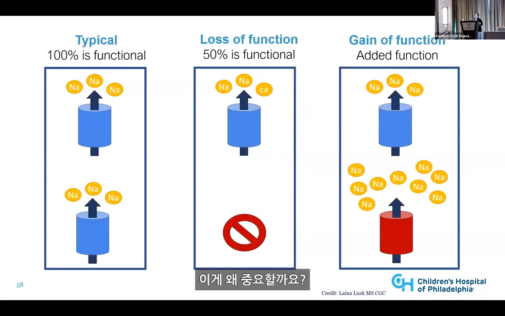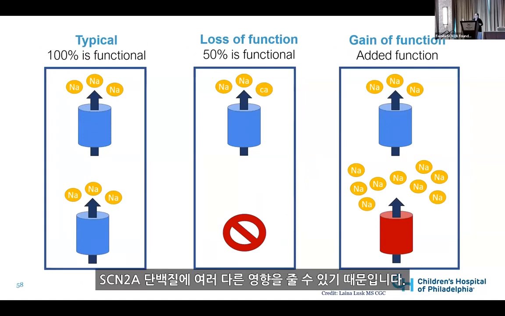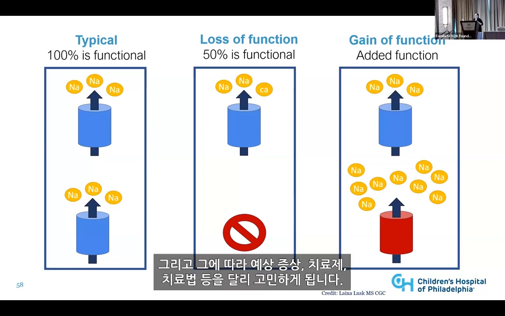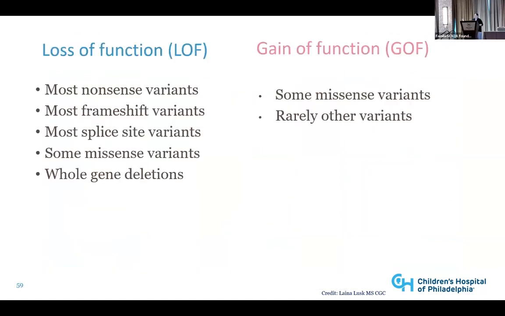So again, why is this important? It's important because these different types of genetic changes can lead to different effects on the SCN2A protein. And this affects the way that we think about symptoms to expect and potential treatments and therapies.